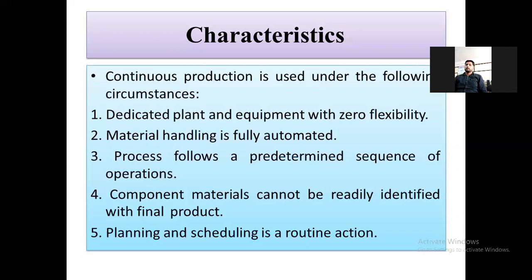Okay, what are the different characteristics? Write down the next heading: characteristics of continuous production. In which case can we go for continuous production? Continuous production is used under the following circumstances. First one, dedicated plant and equipment with zero flexibility.